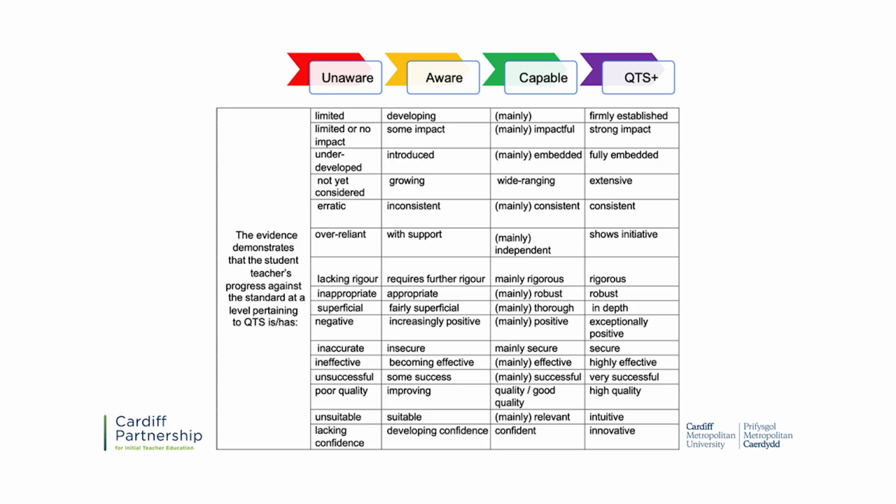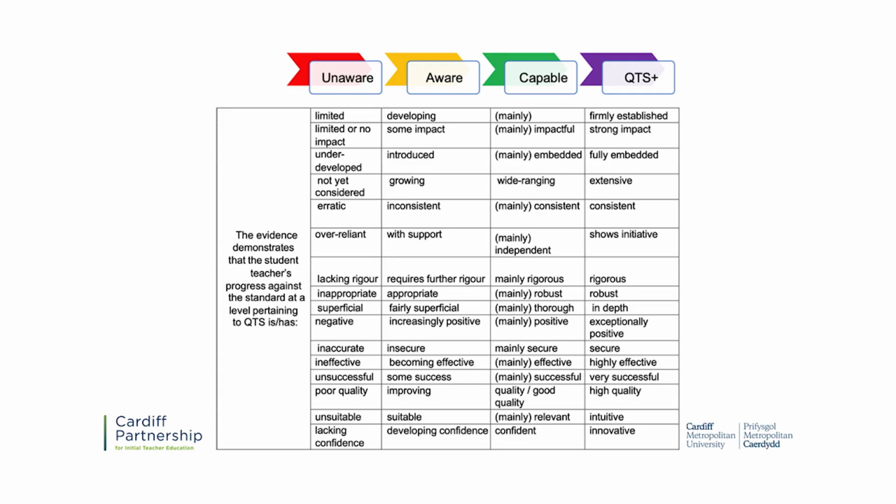some really useful adjectives. So if we look at the unaware column to start with, we've got words like underdeveloped, lacking rigour, superficial, poor quality. And this is where we might expect student teachers to be at the very beginning of their journey. They don't know a lot of stuff, so what they're doing isn't necessarily going to be of the best quality. Perhaps it's going to be unsuccessful, perhaps it's going to be ineffective.